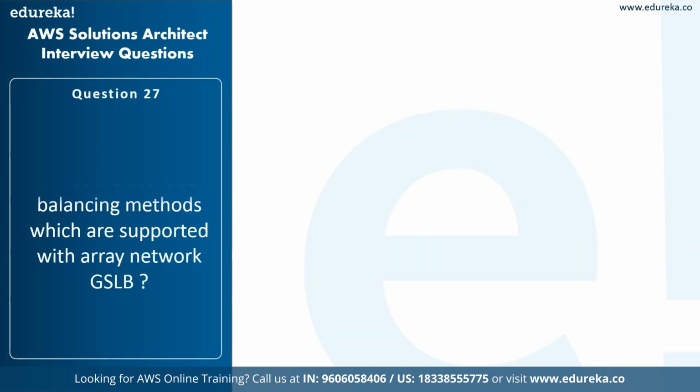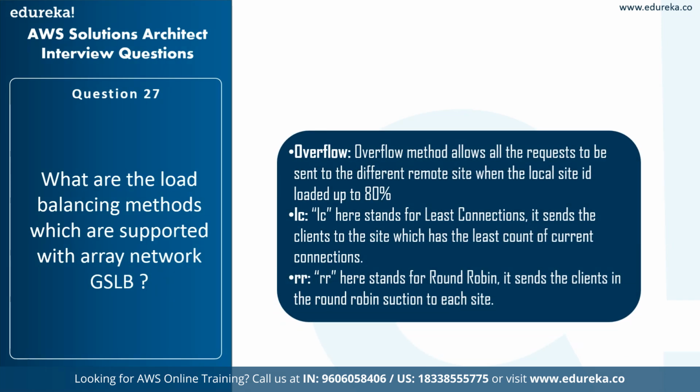Moving on, the next question is, what are the load balancing methods which are supported with Array Networks GSLB? There are different methods of global server load balancing that are supported by the Array appliance. We have three methods. First is the overflow, then we have LC and RR. For overflow, this method allows all the requests to be sent to a different remote site when the local site is loaded up to 80%.